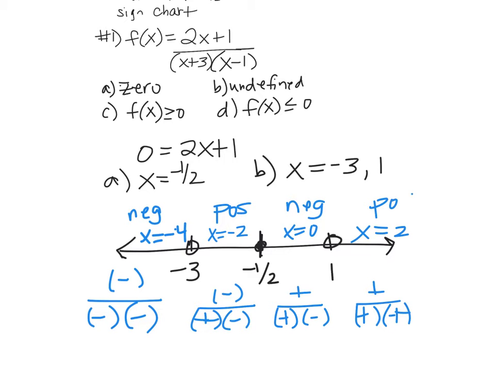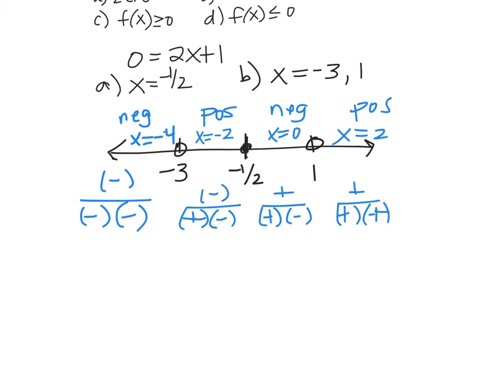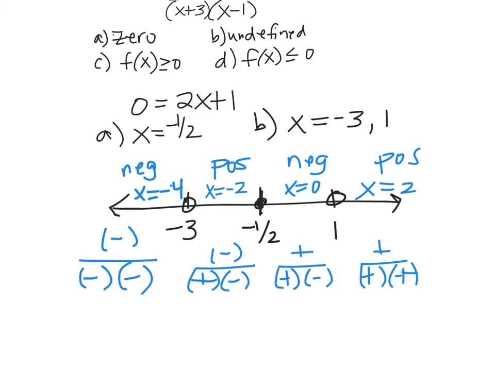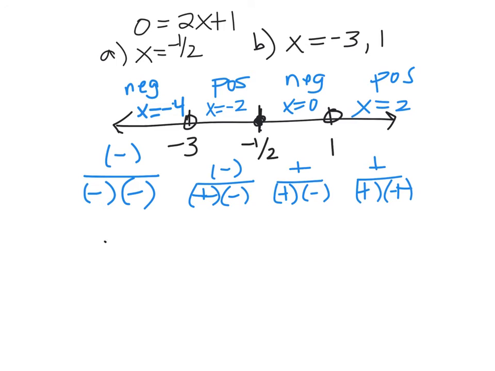Alrighty, finally done. Okay, now let's answer the questions. We are looking at our sign chart, and we're trying to determine letter C, where is this rational function greater than or equal to 0? So we're looking at all the positives. So right here, we are greater than or equal to 0.